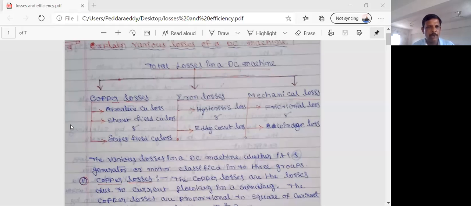Coming to copper losses: armature copper loss, shunt field copper loss, series field copper loss. In these three, armature copper loss and series field copper loss are both variable. Only shunt field copper loss is constant. So overall, copper losses are variable losses. So this is the matter about losses in a DC machine.